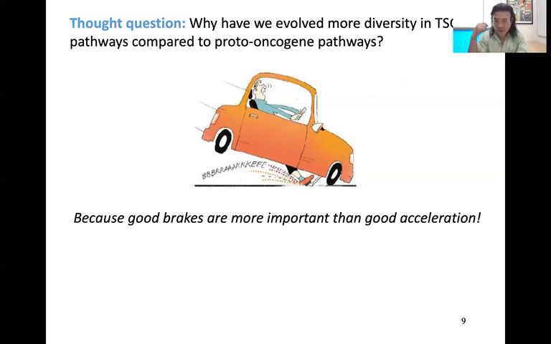Why is it more important to have good brakes in your car than good acceleration? It's because if your acceleration is compromised, let's say you're having trouble with your fuel injection or you lost a few spark plugs, and your car is much slower to accelerate, you can still use it to get around. But what happens if you lost your brakes? If you lost your brakes, it could be catastrophic. So therefore, we evolved many more braking pathways to make sure that cells don't lose control over cell proliferation.